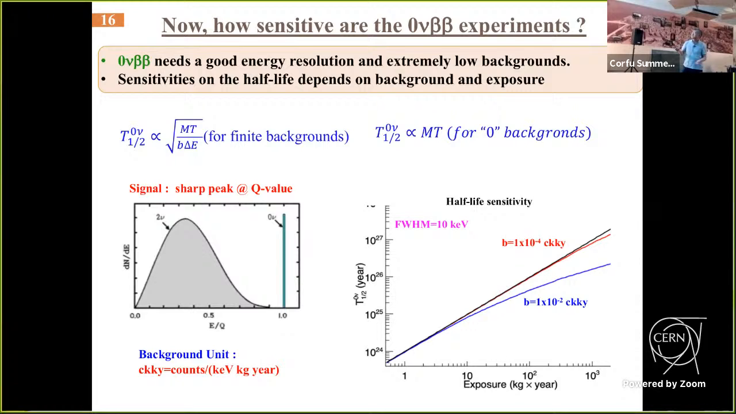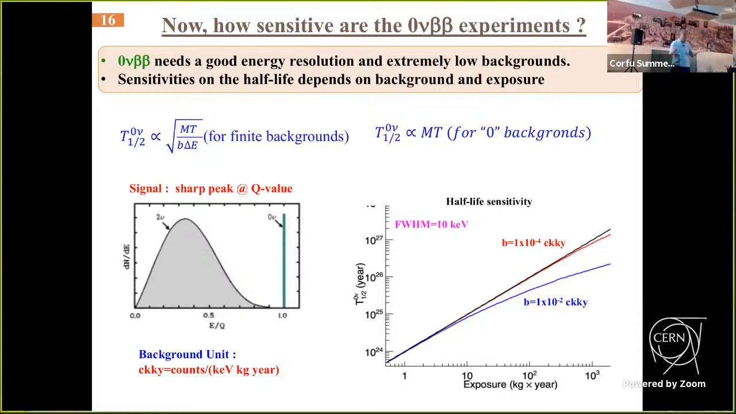So now, how sensitive are the double beta decay experiments? This is a schematic of the experiment data. Two neutrons are always there, and the zero-neutrino mode is the endpoint. We need a signal, but the backgrounds are always there. So the background is finite, and we have a sensitivity. Experimental sensitivity goes as the square root of MT, where MT is mass and time. How long you take, we call this exposure. Square root of exposure applies for the finite background.